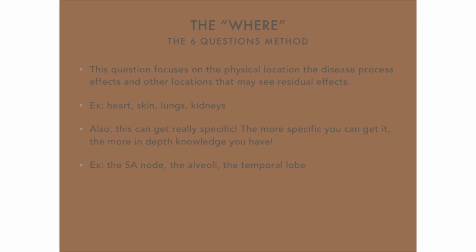And the cool thing about this one is that it can get as specific as you want it to be. And the more specific you can get it, the more in-depth knowledge you actually have. So if you know something's actually happening with the heart, well, what part of the heart? If the client needs a pacemaker, then that's the SA node. If the client's got something going on with the functioning of breathing, then it may be happening in the alveoli. Are they completely open? Are they closed? And then it could also be happening in the temporal lobe of the brain. So it just depends on what you are talking about and where it is happening. And again, the more specific you can get it, the more in-depth knowledge you're going to actually have.